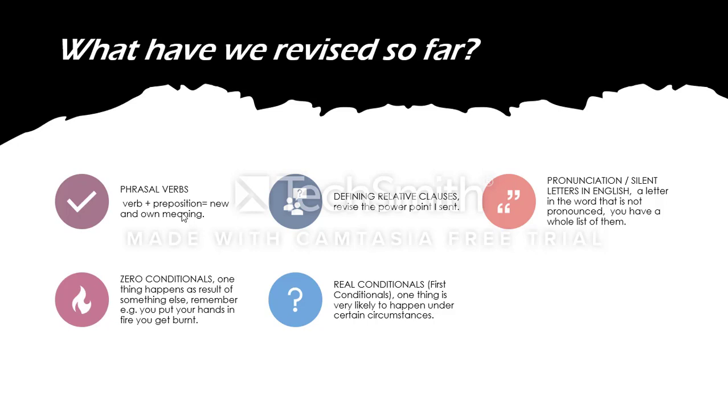I know you have seen it before. You did it in 10th grade, but let's do it again. I mentioned the 0 conditionals. These are not in the book, but I think it's important to start from there before we go to the other ones. Okay, so the 0 conditional is one thing that happens as a result of something else. Remember, for example, you put your hands in fire, you get burnt.